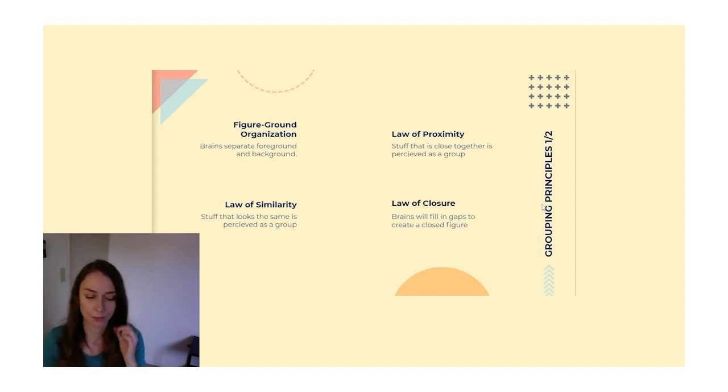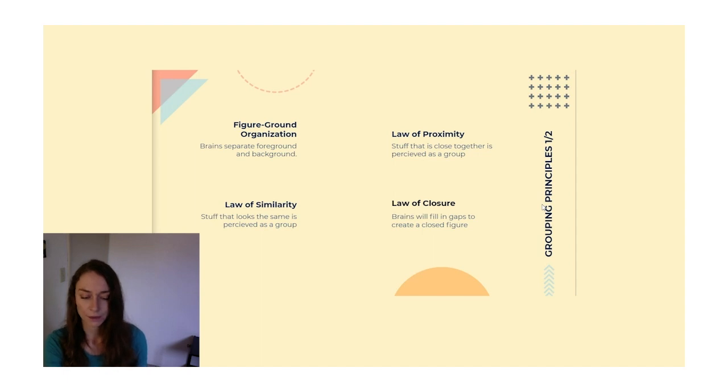Next, we've got the law of similarity. This is the idea that stuff that looks the same is perceived as a part of the same group. So perhaps instead of putting stuff close together, you have different things of different colors and different shapes. Your brain is going to perceive things that are the same shape and the same color as a part of the group, even if they're separated across long distances on your page.